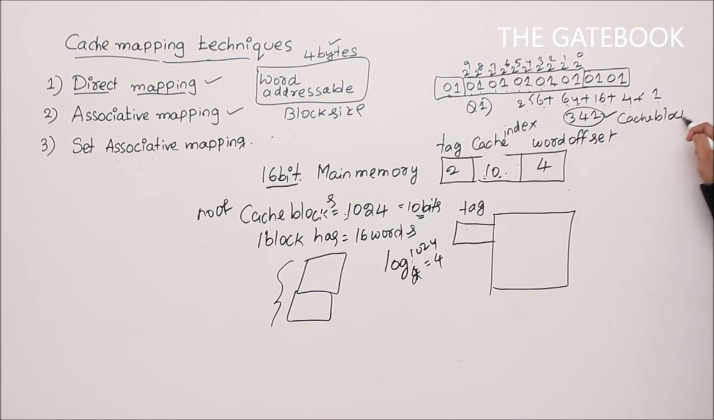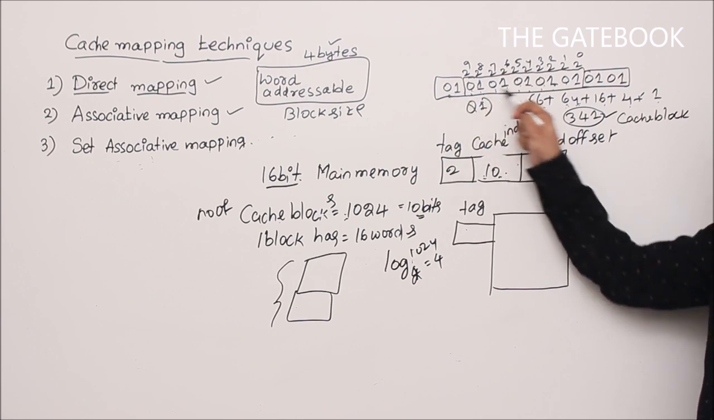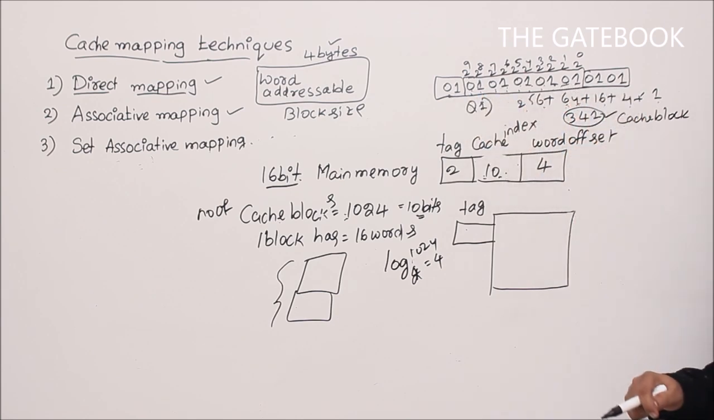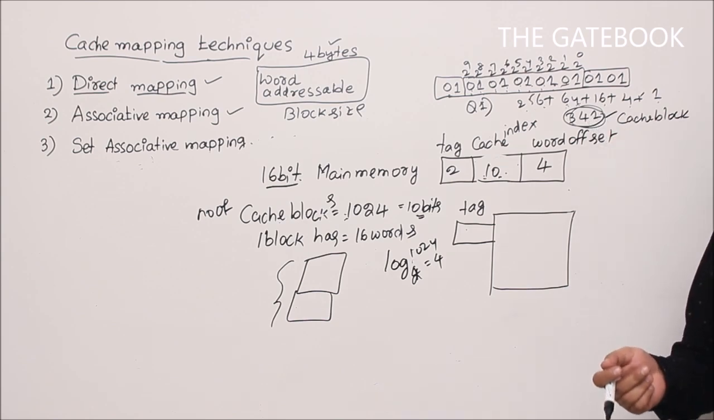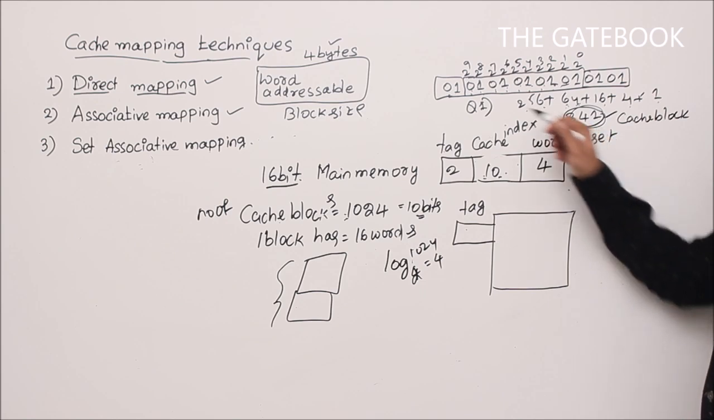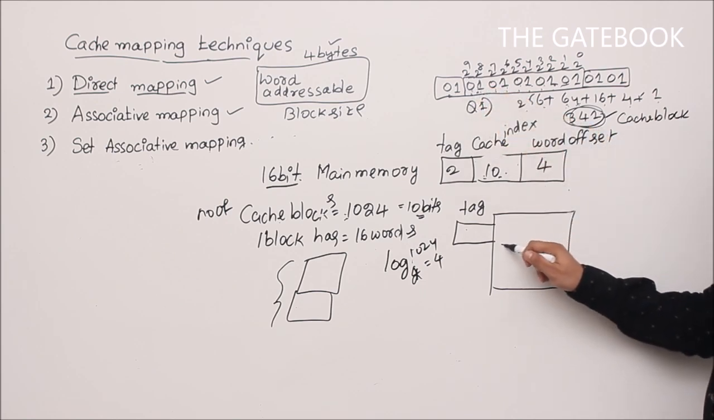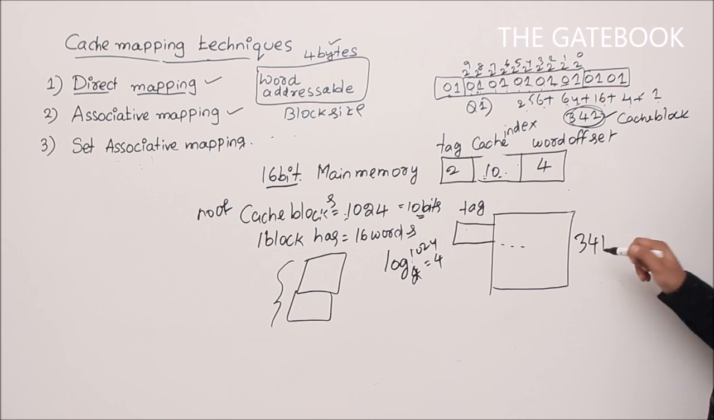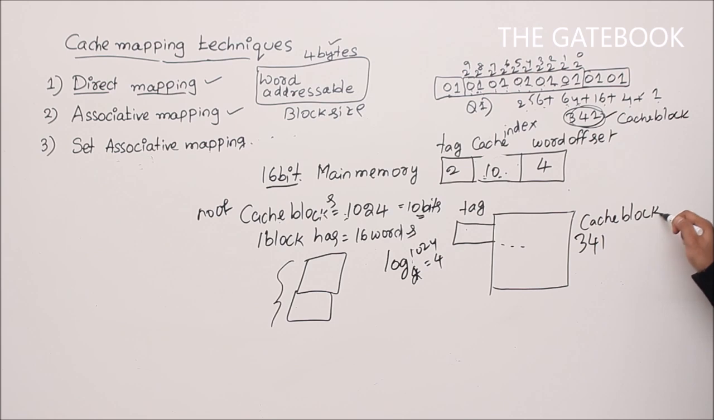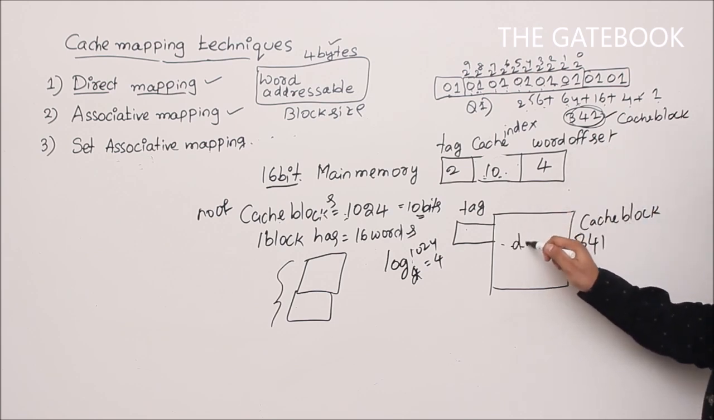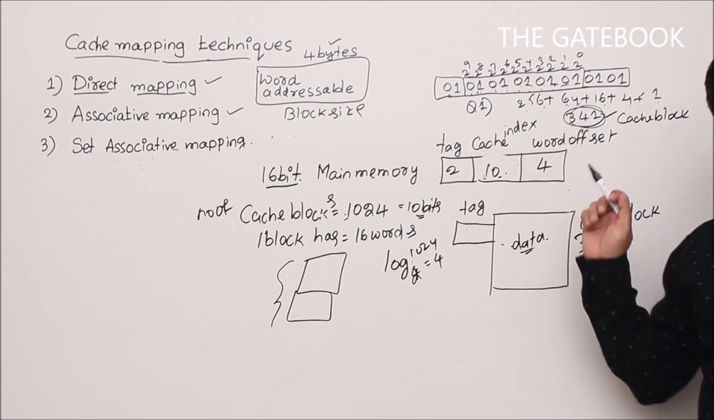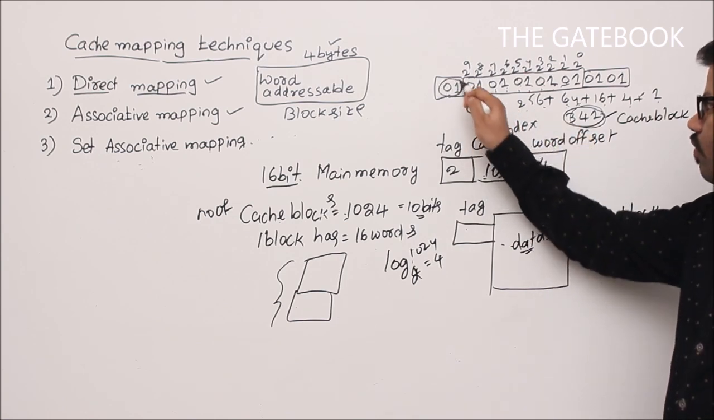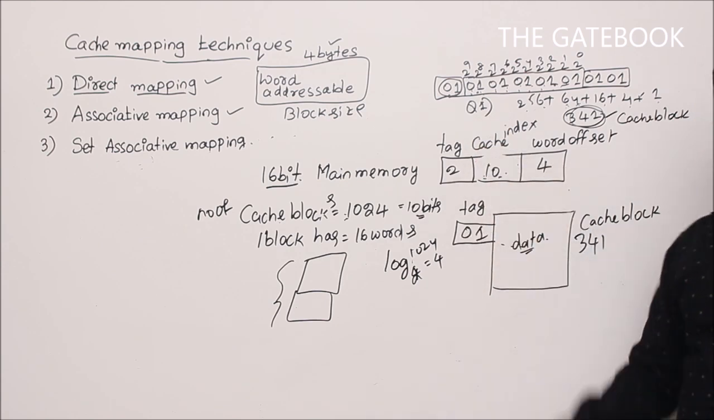So this main memory address word is going to the 341st cache block, where cache block numbers start from 0. Now if you really keep this data in cache block 341, then whatever data we get from memory, we keep the tag bits here. That is what we do.